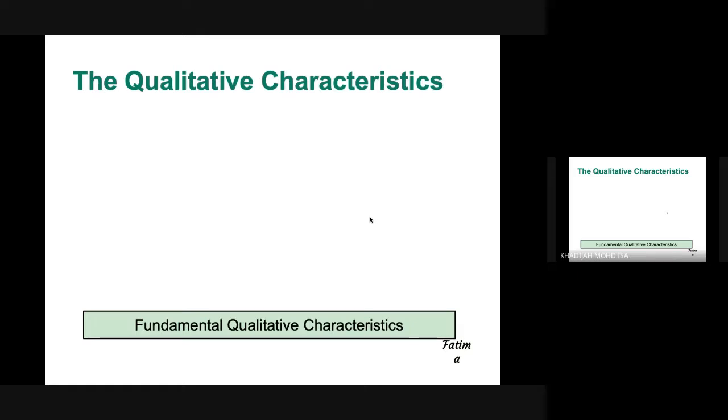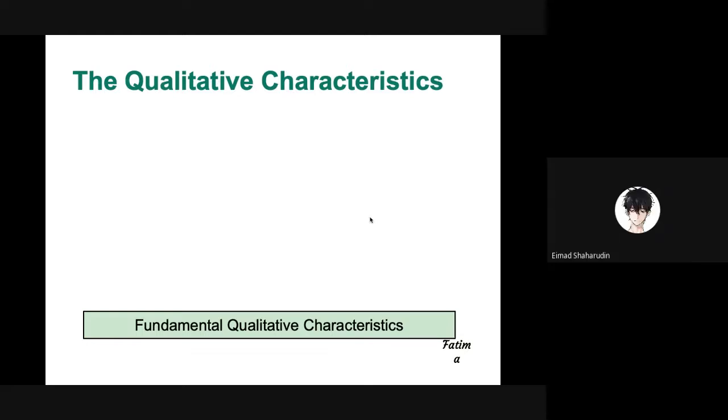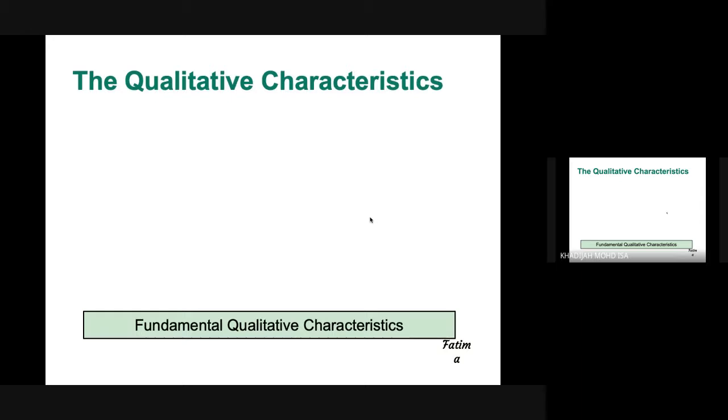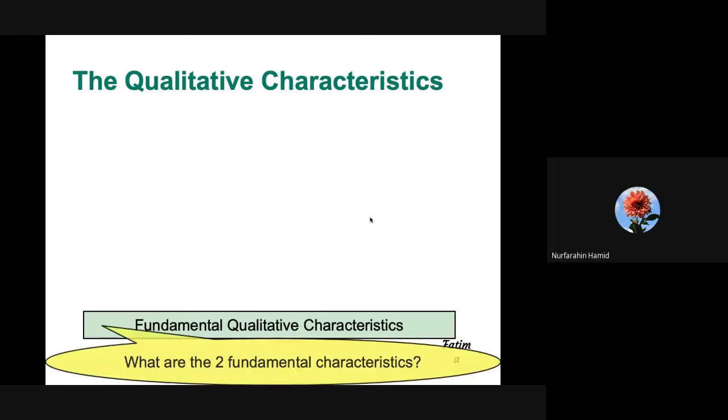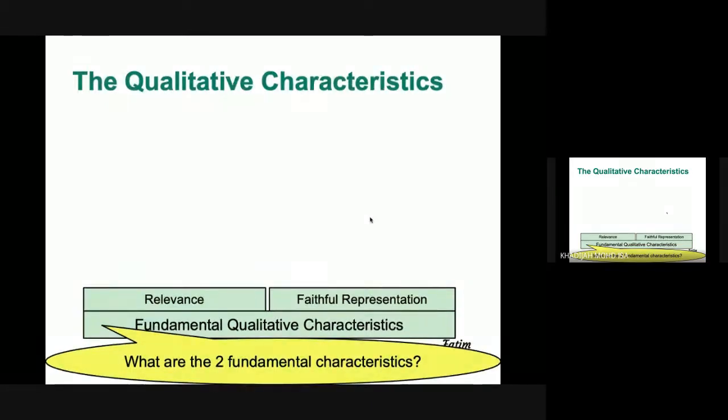Right, so the qualitative characteristics, as mentioned in the conceptual framework, there are two types of fundamental qualitative characteristics. What are those? Two fundamental qualitative characteristics. Anyone? Relevant. Sorry? Relevant and faithful representation. Yeah, relevance and faithful representation.